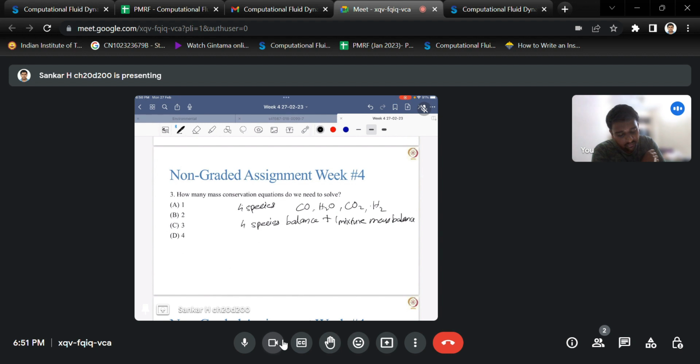Now we see that when we solve these five equations, all five of them are actually dependent on each other, such that if we construct a matrix out of these mass balances, we'll get the rank of the matrix to be equal to 4. Therefore, we need to solve four mass conservation equations when we are dealing with this problem.